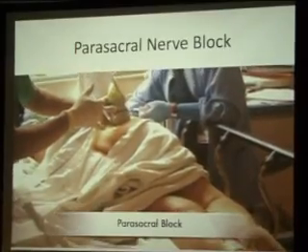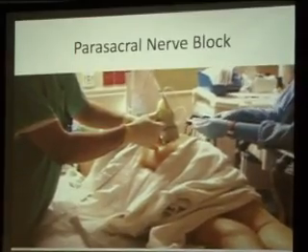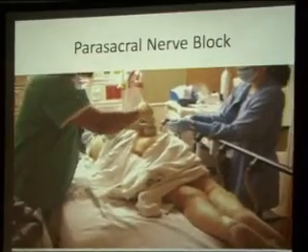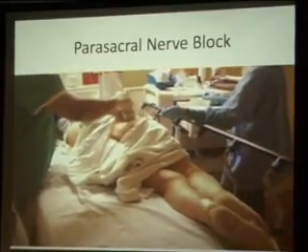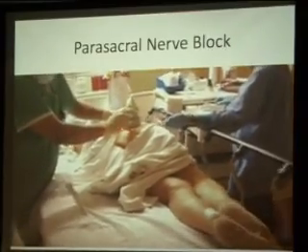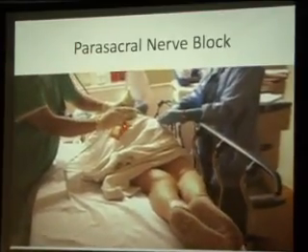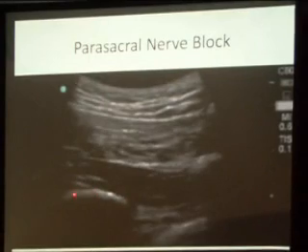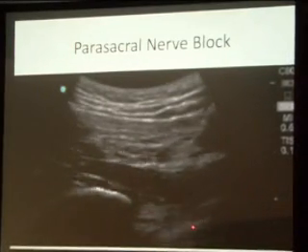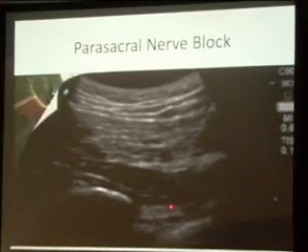So here's a patient in lateral position. Again, very generous infiltration. It's a fairly deep block. And here's the posterior border of the ischium. The sciatic nerve is right there. You can actually see the pulsations of the inferior gluteal artery there. There's the needle coming in.